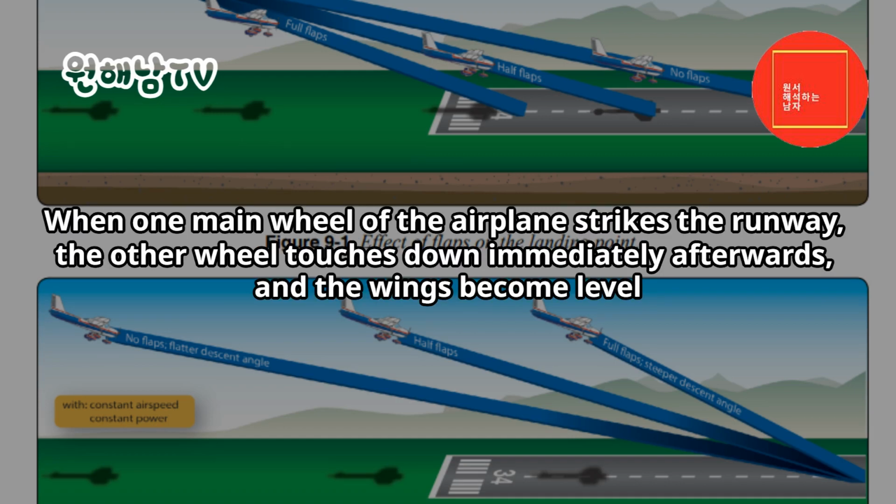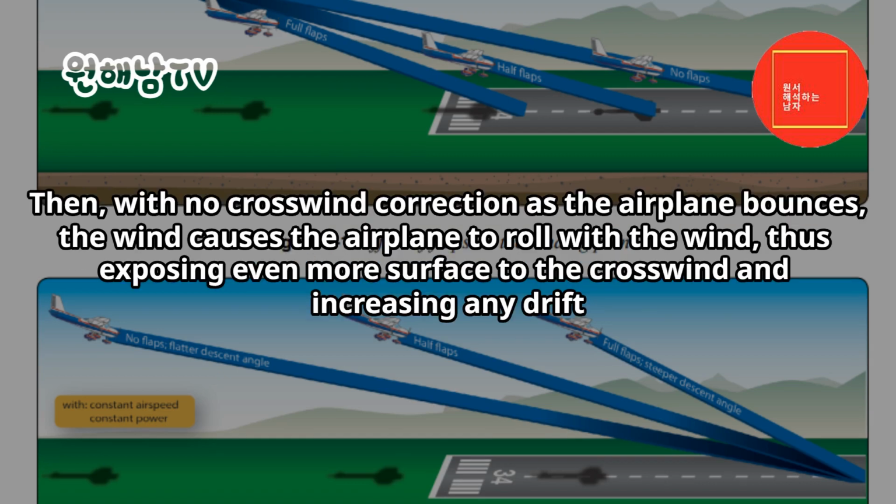When one main wheel of the airplane strikes the runway, the other wheel touches down immediately afterwards, and the wings become level. Then, with no crosswind correction as the airplane bounces, the wind causes the airplane to roll with the wind, thus exposing even more surface to the crosswind and increasing any drift.